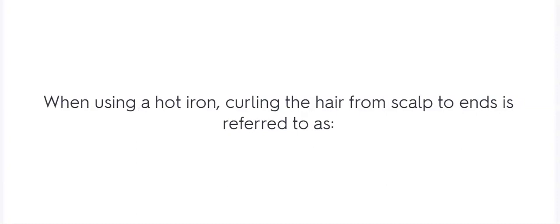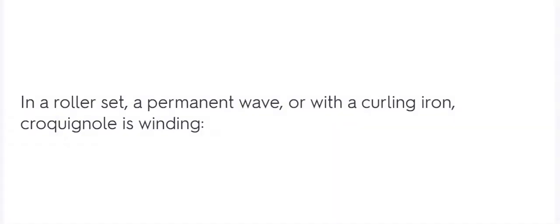diameter. When using a hot iron, curling the hair from the ends towards the scalp is referred to as croquignole. When using a hot iron, curling the hair from scalp to ends is referred to as spiral. In a roller set, a permanent wave, or with a curling iron, croquignole is winding from ends to scalp.